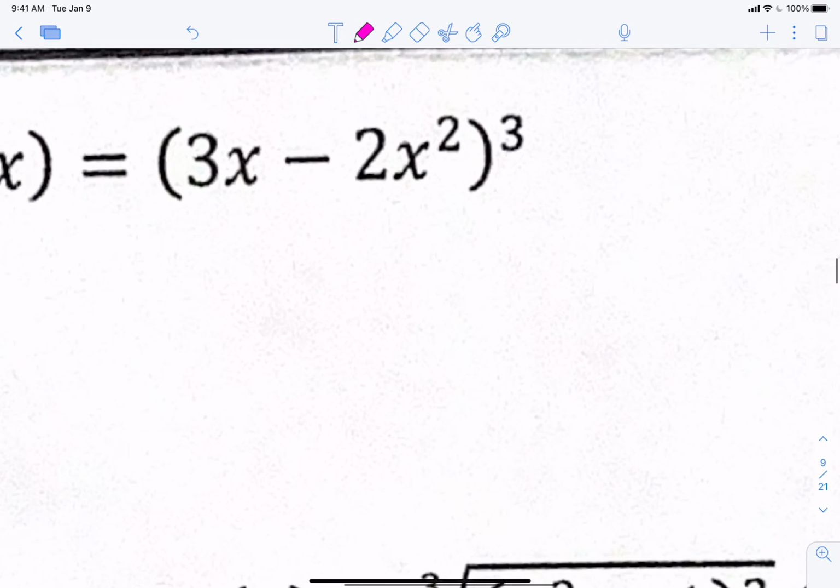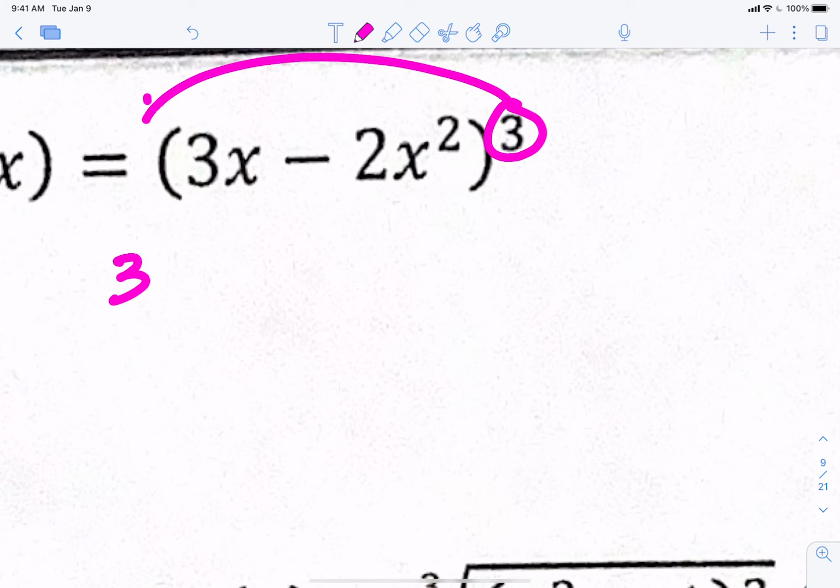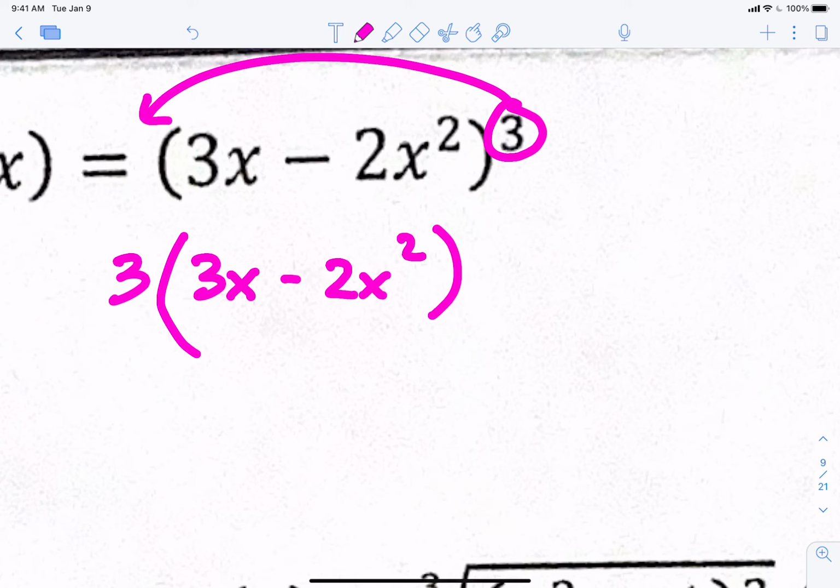I want to take the derivative of this. So what happens first? The 3 goes to the front. Leave the inside, 3x minus 2x squared, that stays. The new exponent is 2. Warning: 2 is your new exponent, but am I done?